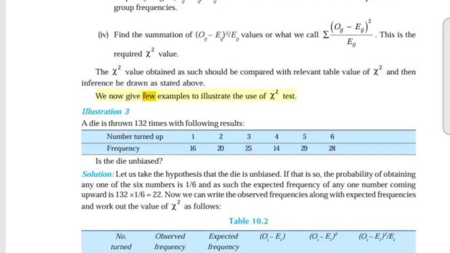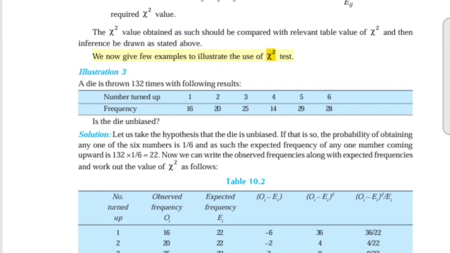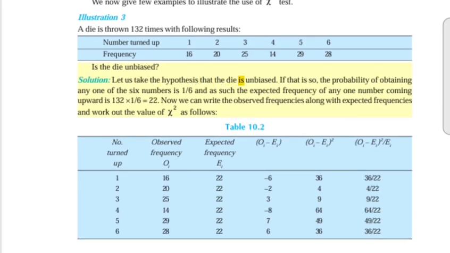We now give a few examples to illustrate the use of the chi2 test. Illustration 3. A die is thrown 132 times with the following results. Number turned up: 1 2 3 4 5 6; frequency: 16 20 25 14 29 28. Is the die unbiased? Solution: let us take the hypothesis that the die is unbiased.